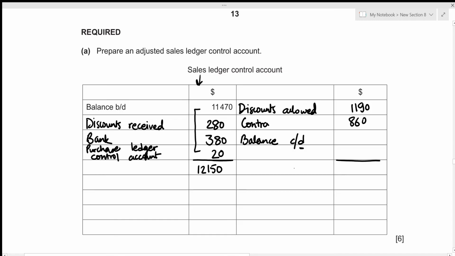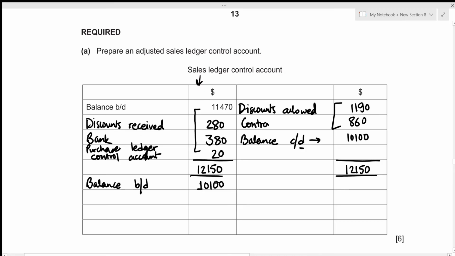The total should be the same for both sides. Now, in order to figure out this balancing figure, we just need to subtract these amounts from the total amount. So that's 12,150 minus 1,190 minus 860, which gives the closing balance to be 10,100. Now, the thing to remember here is that we need to write down the closing balance as the opening balance for the next month. So since the closing balance is on the credit side, the opening balance will be on the debit side. So we can write it down as balance BD. And we have the same amount as the closing balance, so that's just 10,100.